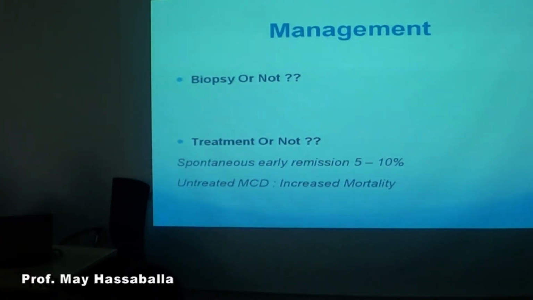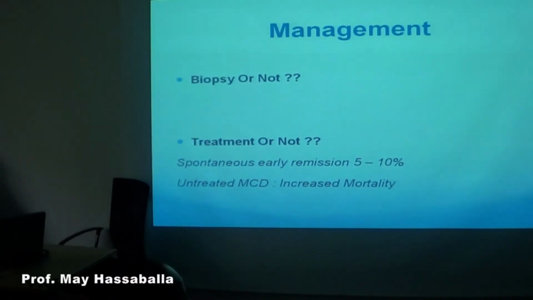Okay, do we treat or not? Why not treat? Because 5 to 10% go into spontaneous early remission, and if you wait 18 months, 50% will go into remission. But the answer is we must treat early, because if untreated there is a risk of mortality, and the cause of mortality of course will be either thromboembolic or infection. So biopsy and treatment.